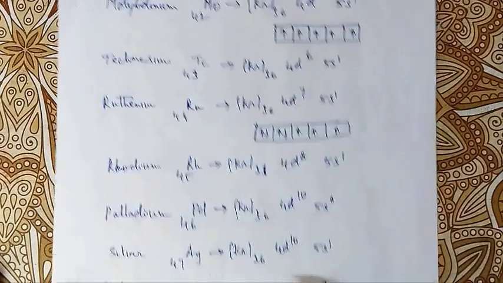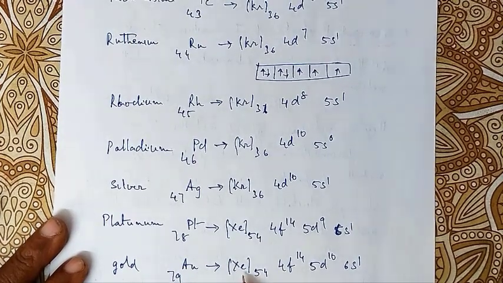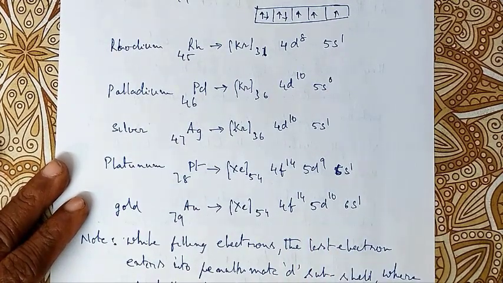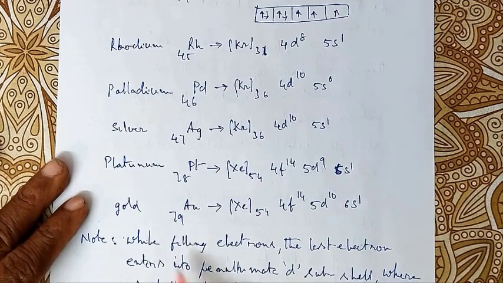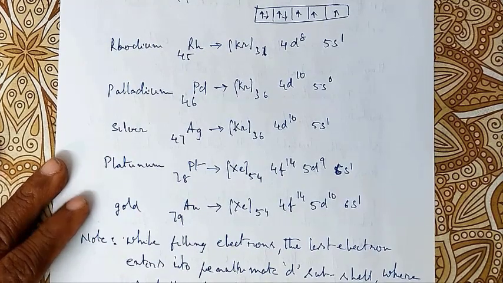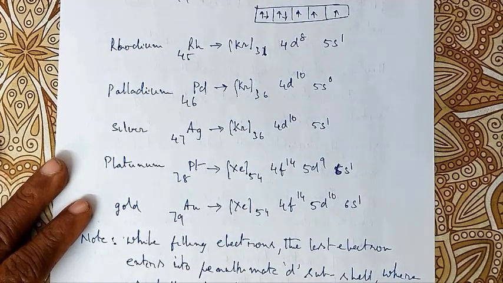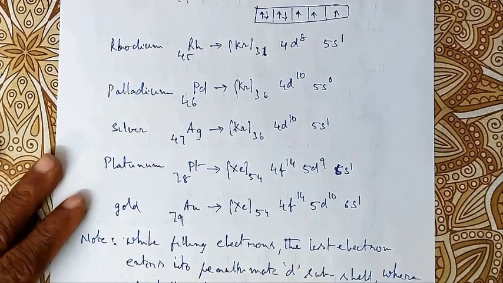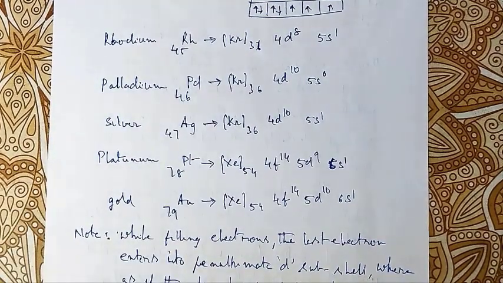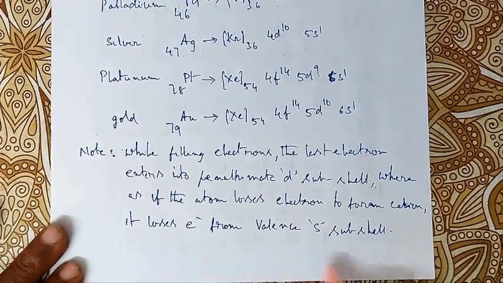These are the exceptional configuration. Already we discussed, gold has exceptional configuration Au, Xe54, 4f14, 5d10, 6s1. While filling the electrons, the last electron enters into penultimate d subshell, whereas if the atom loses an electron to form cation, it loses electron from the valence subshell. That means when the last electron fills during the electronic configuration, it enters into d subshell, whereas when it is losing electron, the electron loses from the ns subshell.